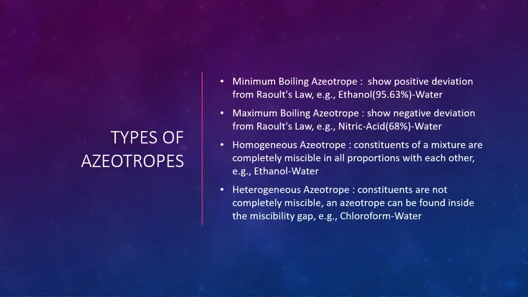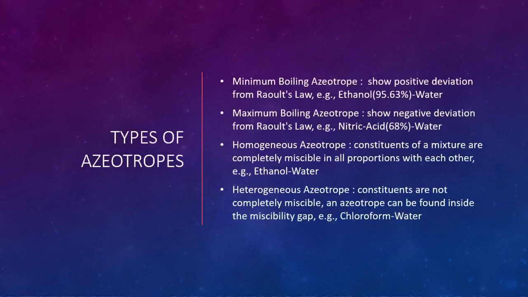Now let's go to the types of azeotropes. Here I have mentioned minimum boiling azeotrope, maximum boiling azeotrope, homogeneous azeotrope and heterogeneous azeotrope. So first we'll start with the minimum boiling azeotrope. As of now, let us just understand that minimum boiling azeotropes show positive deviation from Raoult's law, and maximum boiling azeotropes show negative deviation from Raoult's law. We will come to greater details about what this positive deviation and negative deviation are in the next few minutes. So we'll go through this example first.